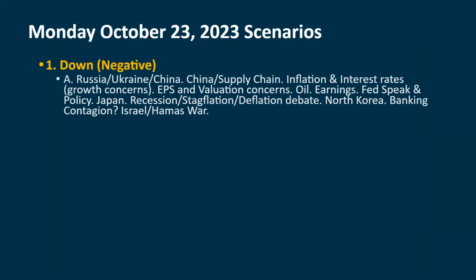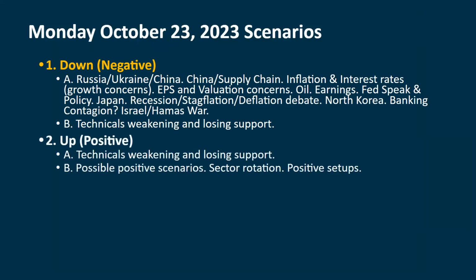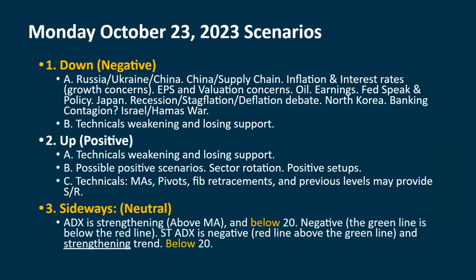The scenarios that we're going with right now: you could lean towards the down one on the daily charts because the ADX is going above its moving average, but it's still below 20. So you may want to wait for some confirmation. There's really nothing to suggest to go up right now. You could still lean towards the sideways trend because the ADX is still below 20.